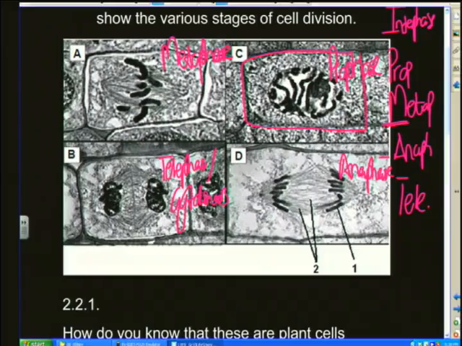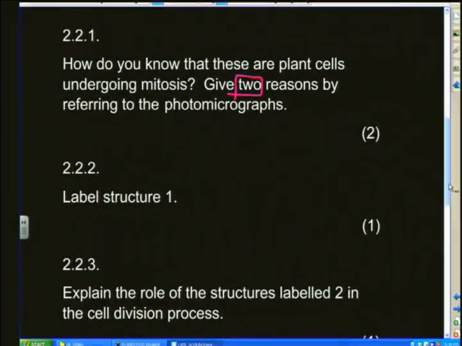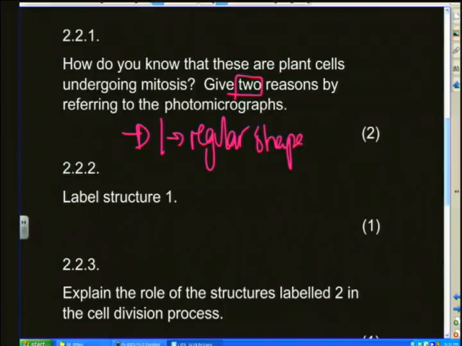What do we know about a plant cell? The 2 things. I can think of maybe 3. Why do we know it's a plant? 1, it's a regular shape. And number 2, did you notice something else? It had a cell wall.